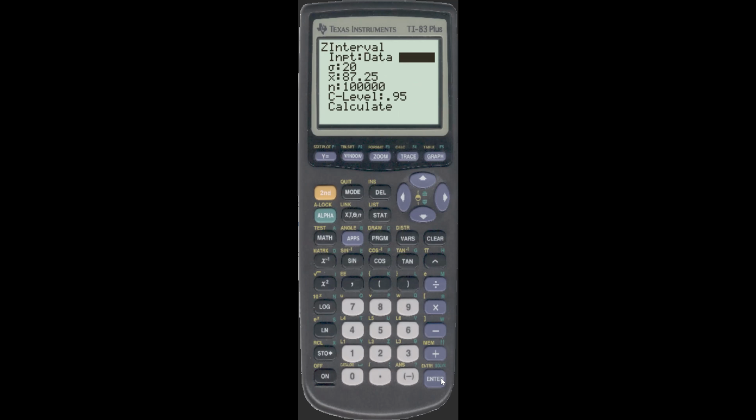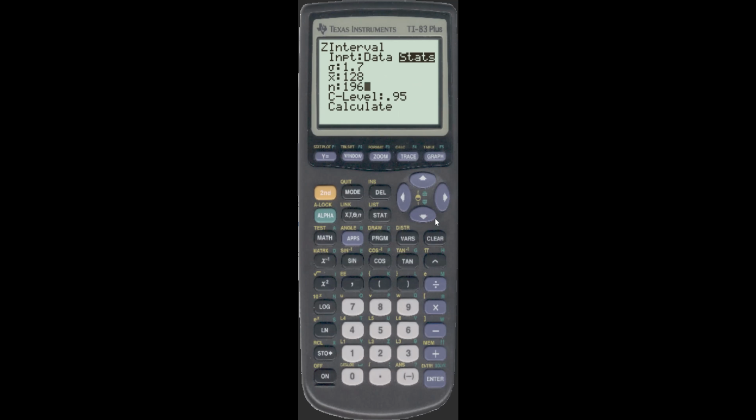And you're going to go to stats because you don't have the data. They didn't give you a data set. They gave you the output. Your sigma is 1.7. And your X bar is 128. And your sample size is 196.